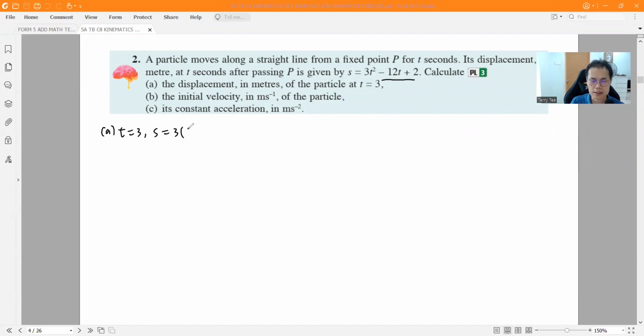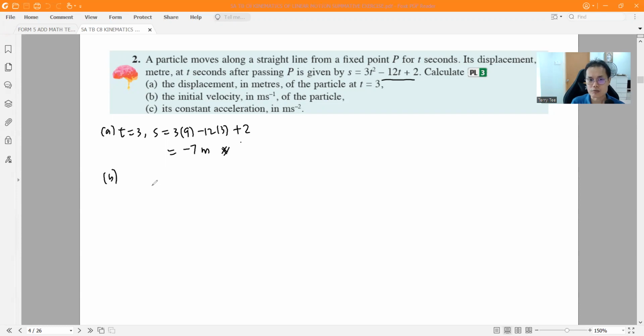3 squared is 9. 12 times 3 plus 2. 27 minus 36 is negative 9. And negative 9 plus 2 is negative 7. So can my displacement be negative? Absolutely. But if they ask for distance, then your distance is just 7 meters.